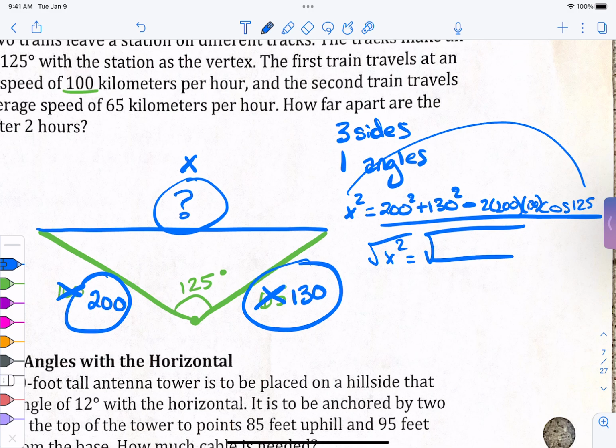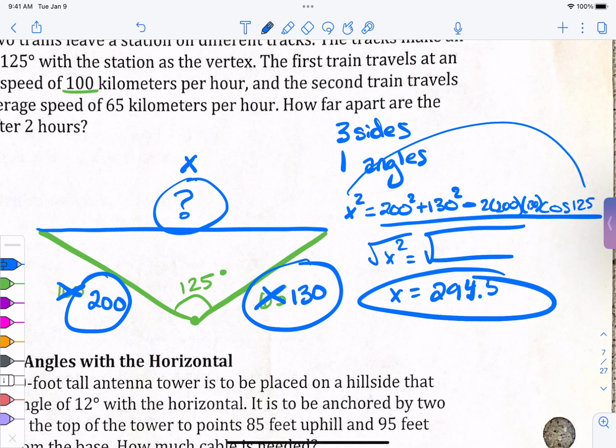I got 294.5. Wait, what did I do? What did you get? I got 294.5, after you take the square root. Oh, that's probably why, I forgot a 0. 294.5, and that's kilometers. Would it make sense for that to be 294.5 kilometers? Yes, that's going to be the biggest side. 200 and 130 in kind of opposite directions, so 294.5 sounds reasonable.